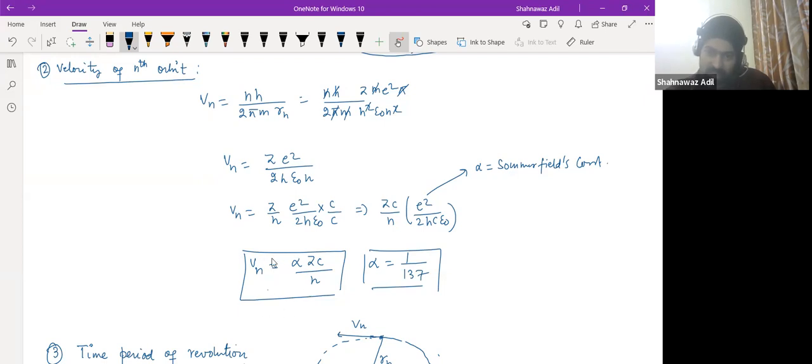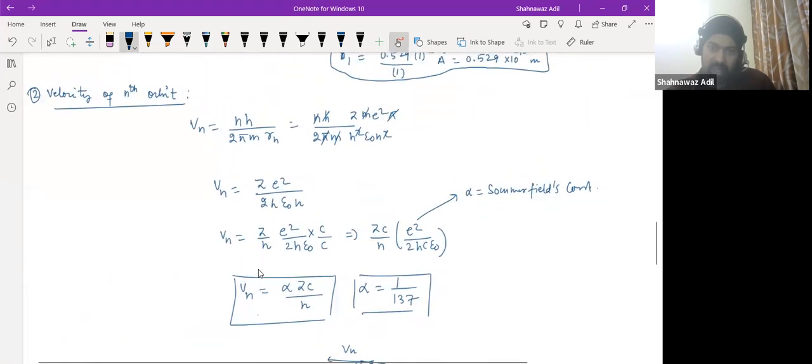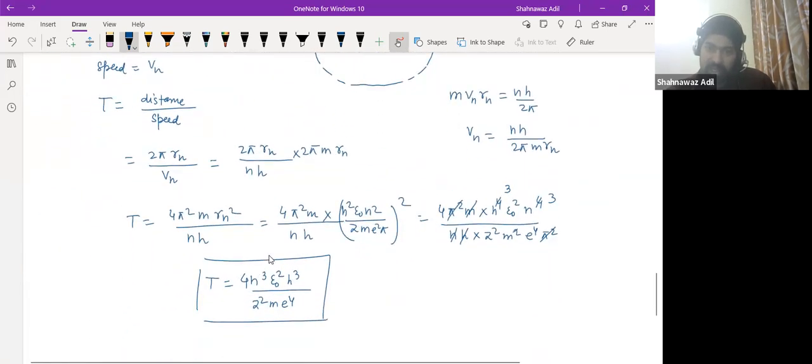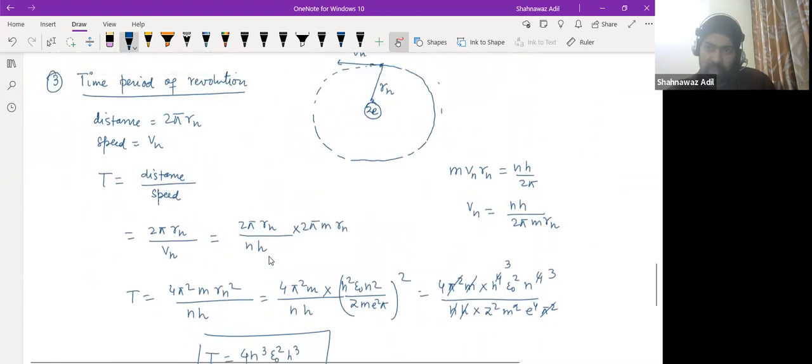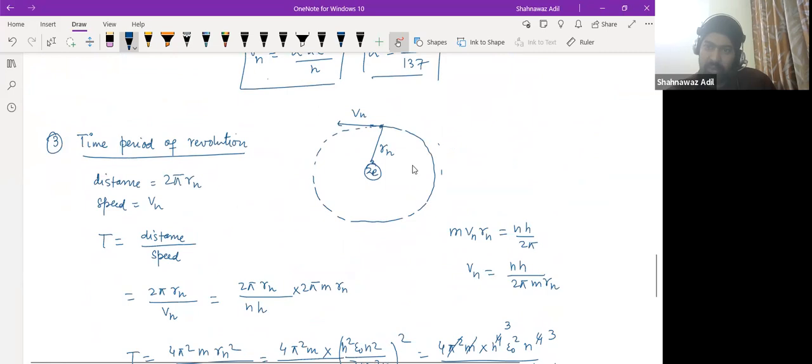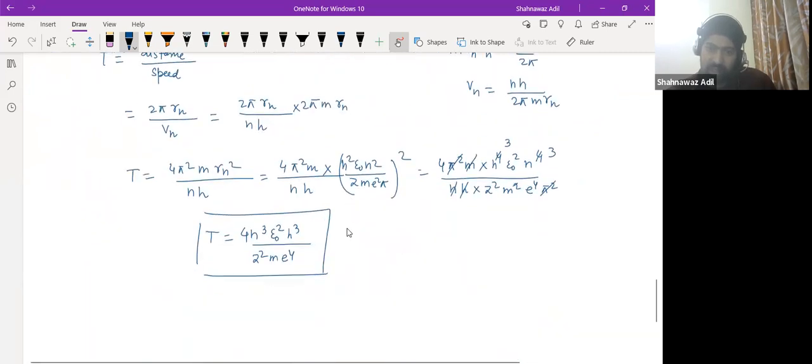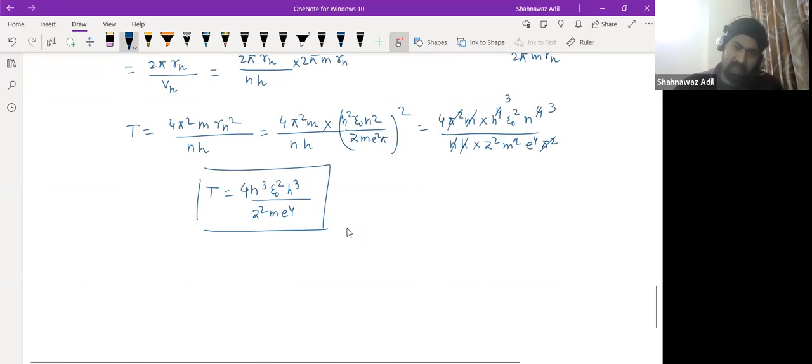So this is the velocity of the nth orbit we got, right? And this goes inversely with n and directly proportional to the atomic number, right? So if you have a higher atomic number, then this velocity would be larger. So this thing we understood. And then lastly, we reached the time period. So how much time it takes to cover one revolution, right? So this was the time period, and similarly, we can calculate the frequency as well.